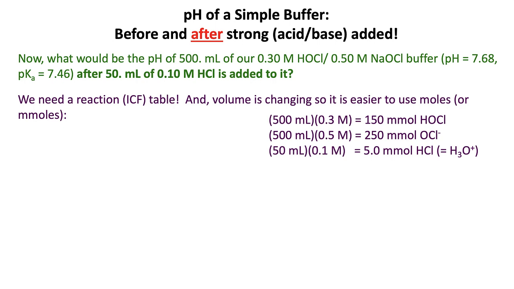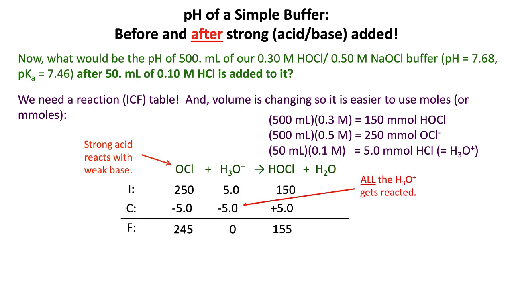So what we want to look at here is a reaction table, and because we see that the volume is changing, we want to focus this on moles. Initially, we can look at this buffer and say we have 150 millimoles of HOCl and 250 millimoles of OCl-, and what we're adding here is 5 millimoles of HCl, which is basically H3O+. This is the addition of acid.